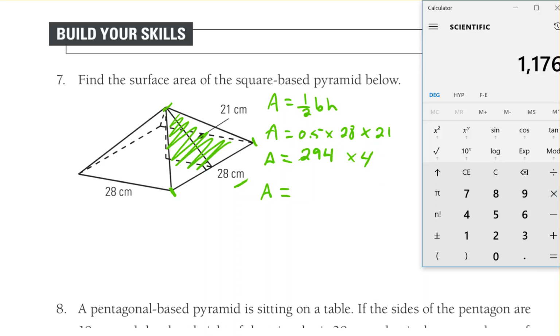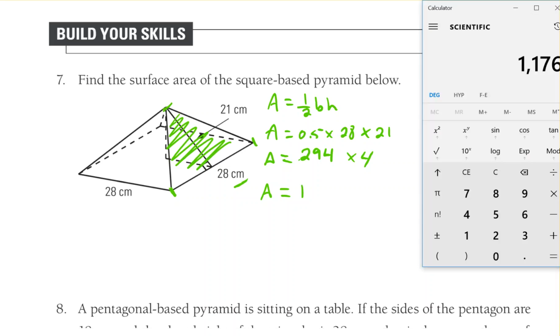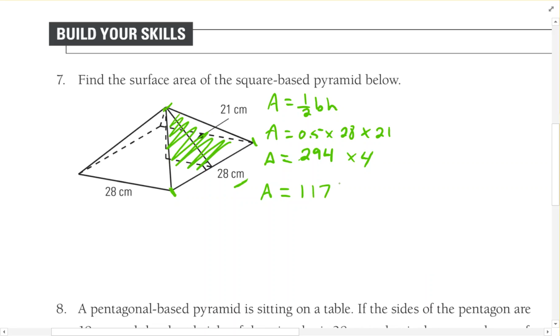So 1,176 centimeters squared. Okay, so now we've got all of our top part, all of our triangle parts. Put a little box around that because we'll need it in a minute.